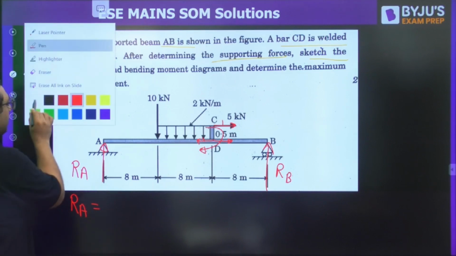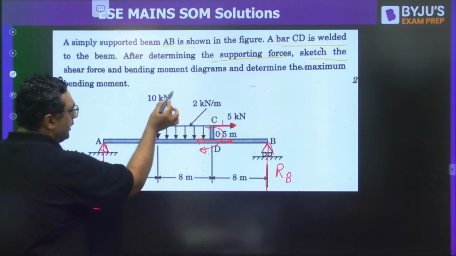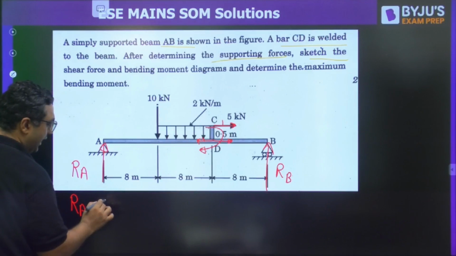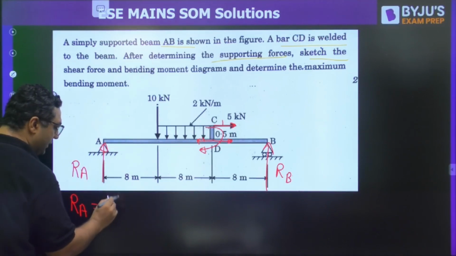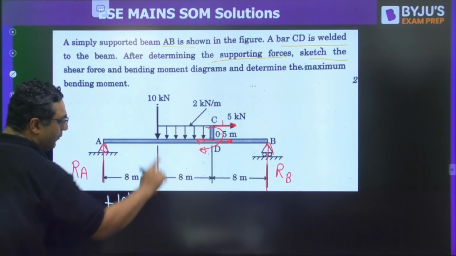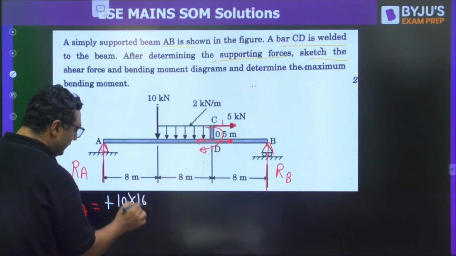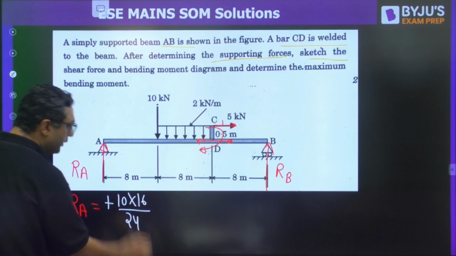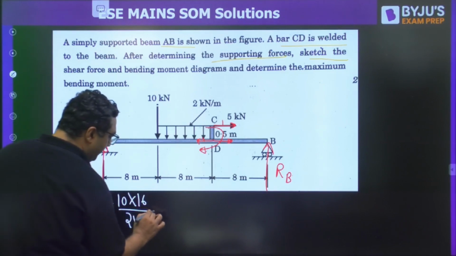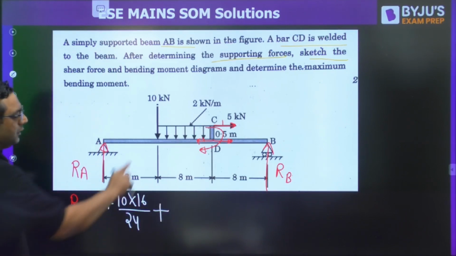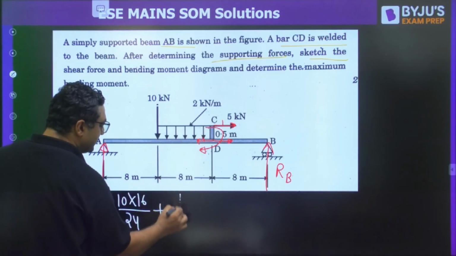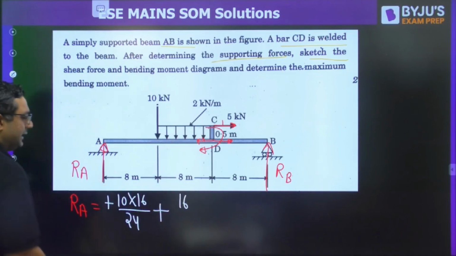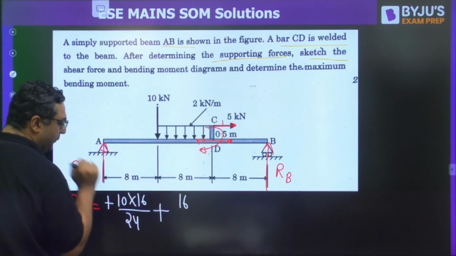You know, here also the principle of superposition. Because of this 10 kilonewton, you will say RA upward, 10 kilonewton downward. So the sign will be plus 10 into the distance from the opposite end, which is 16 meter. Total length is 24. Then my dear, plus the effect of UDL. UDL is 2 kilonewton per meter for 8. So it is 16 kilonewton. And it is downward, so the sign will be plus.